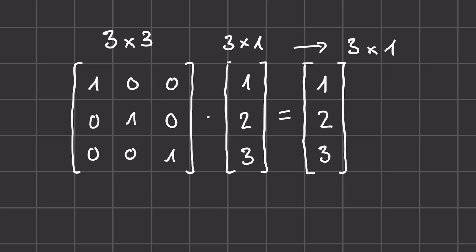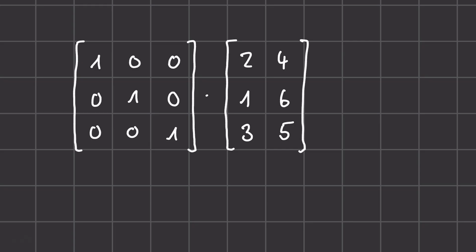And now you can see that the vector which was originally multiplied by this identity matrix is the same one as the output. The same is true for multiplying matrices with more than one column. So this time we have a 3 times 3 matrix multiplied by a 3 times 2 matrix, so our output will be a 3 times 2 matrix.